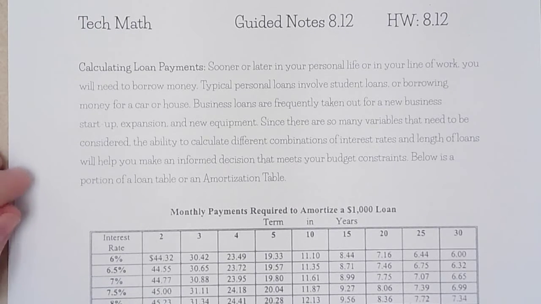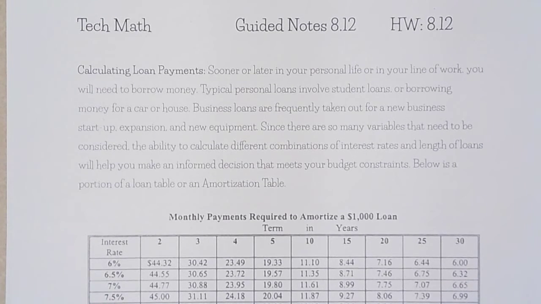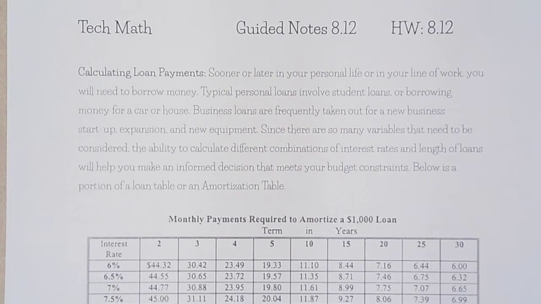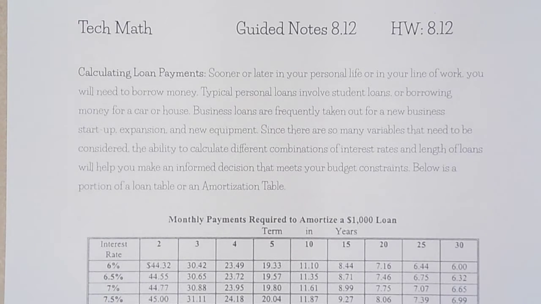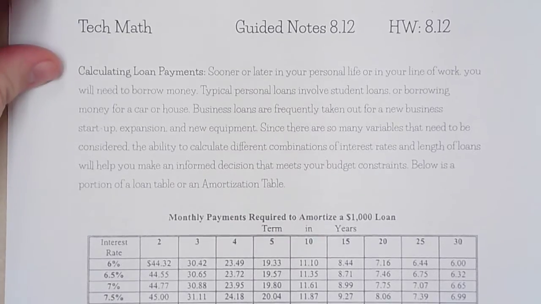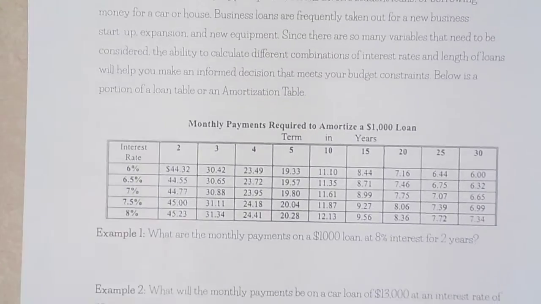Since there are so many variables that need to be considered, the ability to calculate different combinations of interest rates and the length of loans will help you make an informed decision that meets your budget constraints, which we talked about in the previous video. So below is a portion of a loan table, also known as an amortization table.